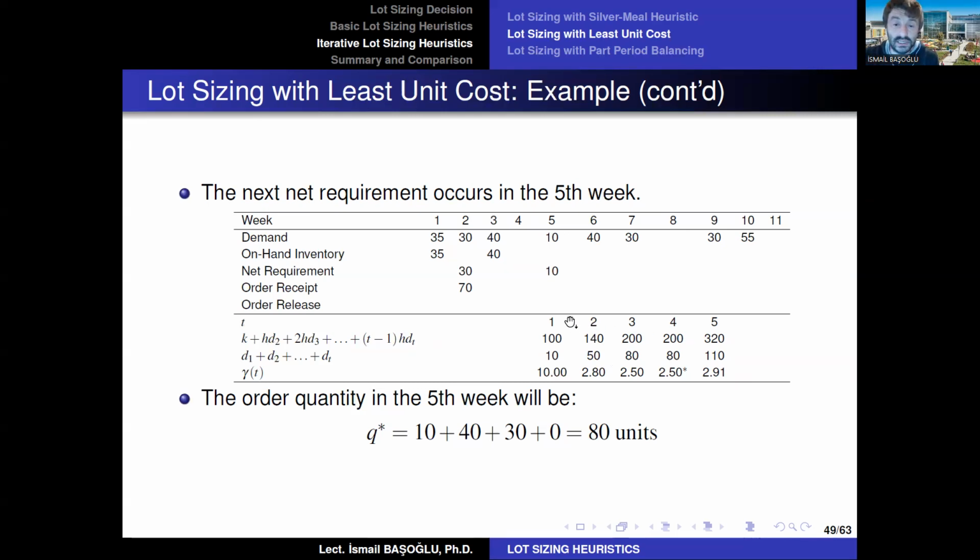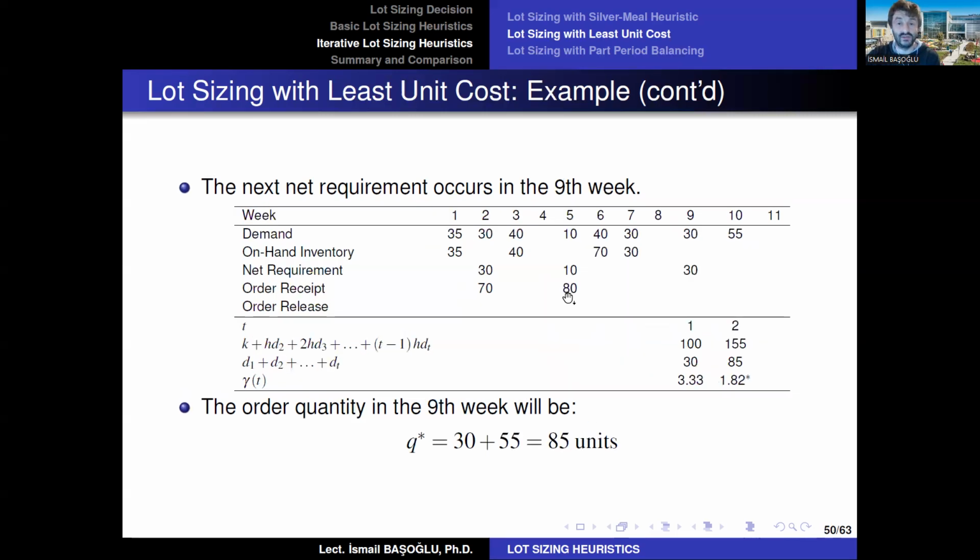So this means this order receipt that we are planning here must span the following 4, because this is the value at which we observe an increase in the average cost per unit. So this is the last value. The planned order received at this point must span the net requirements of the following 4 periods. So it will span this 10, this 40, this 30, and this 0 units of demand, which will be equal to 80. Which means at the 9th period, there will be another order received, okay?